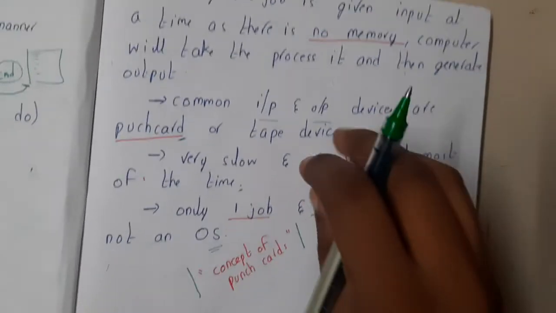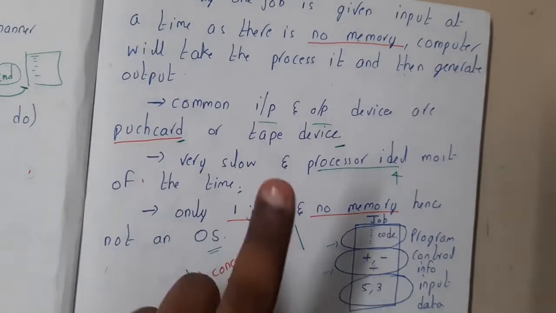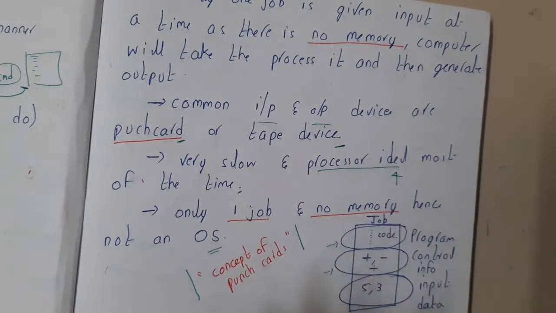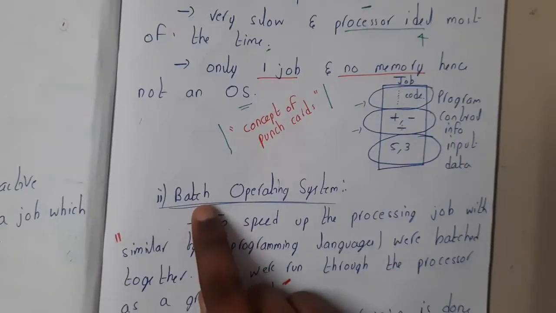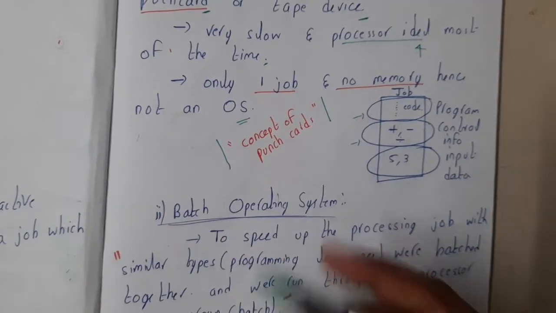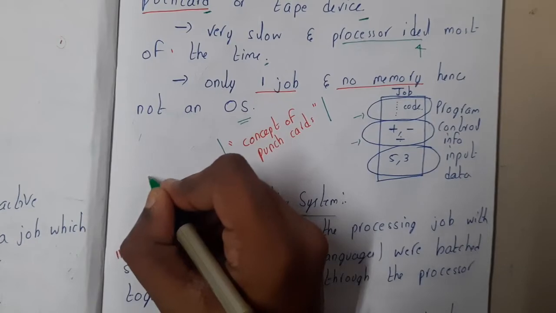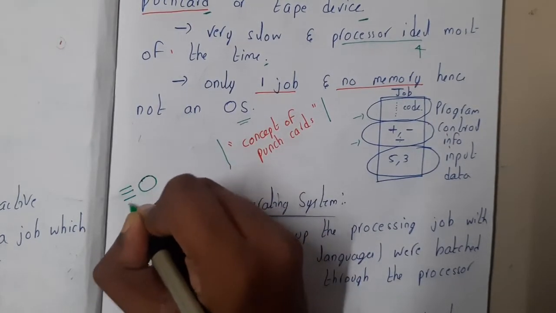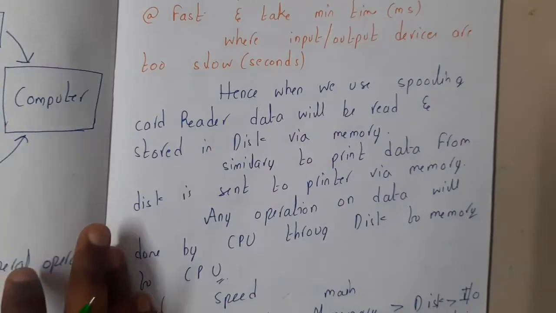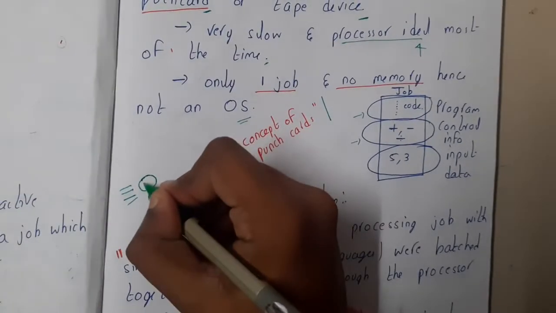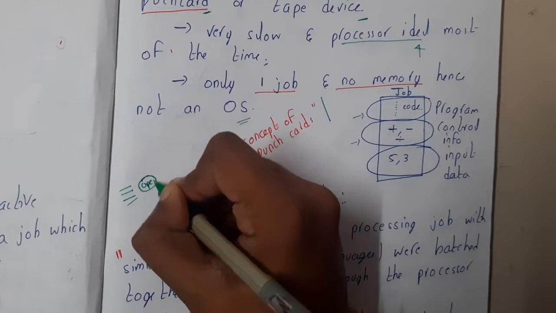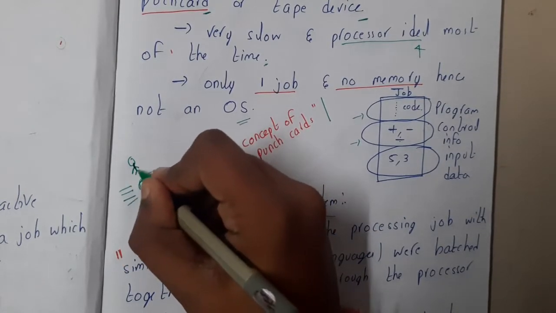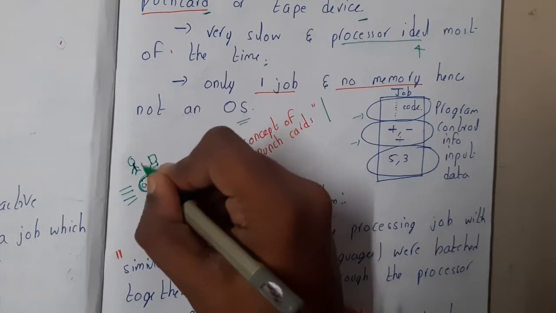So they observed one disadvantage here. If there are 100 jobs, you need to do them manually one after the other. So what they did in the batch operating system, the second type, guys, is you give all your jobs one after the other, and you will have a particular guy called the operator, to be clear. This operator might be a person, or it might be the computer. Any one is possible, guys.